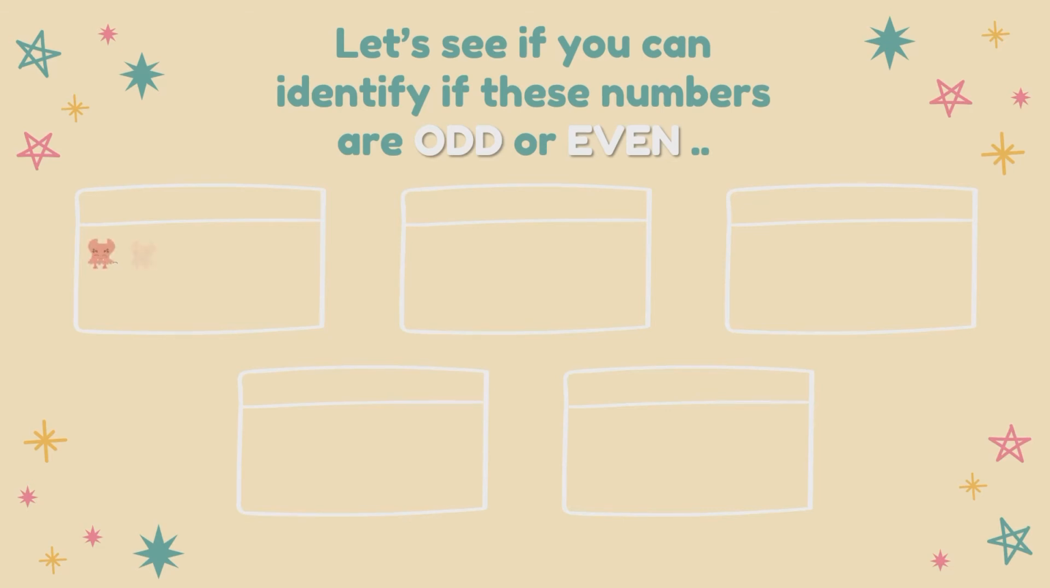1, 2, 3, 4, 5, 6, 7, 8, 9, 10, 11. Pair, pair, pair, pair, pair. And no pair. So, 11 is an odd number. Very good. Next box.